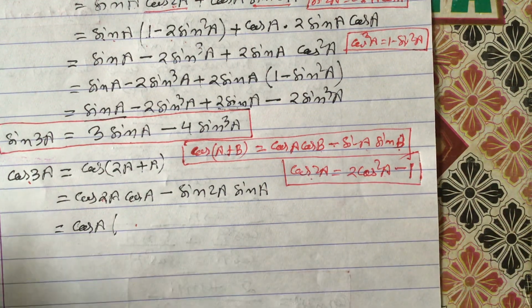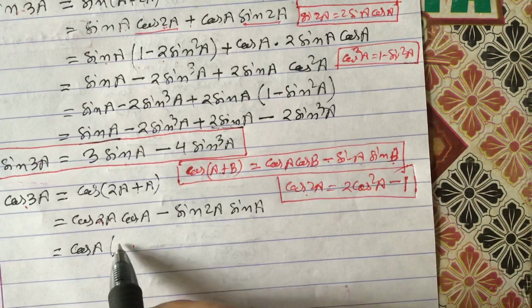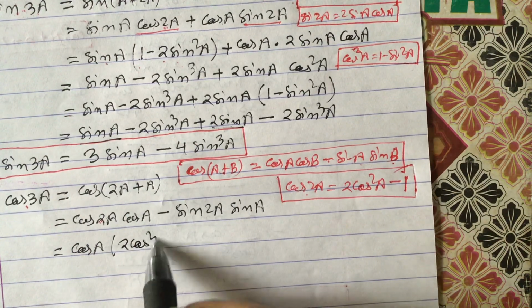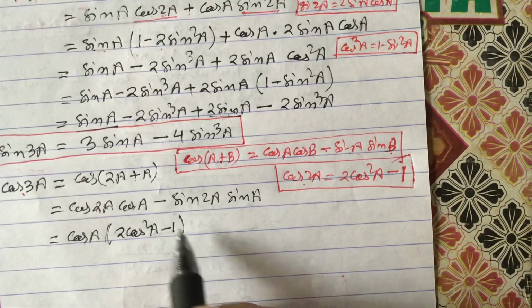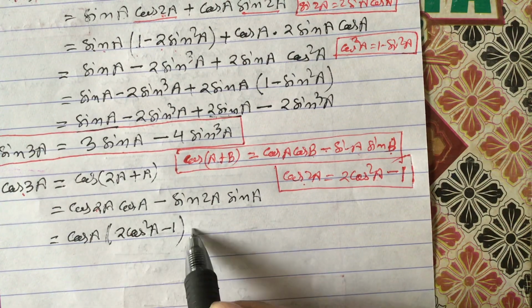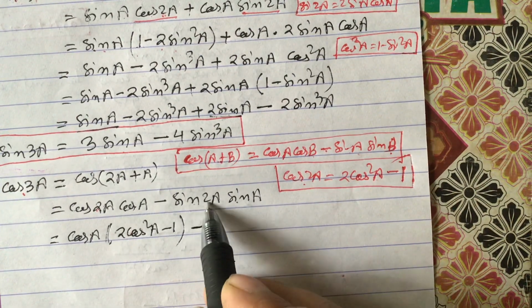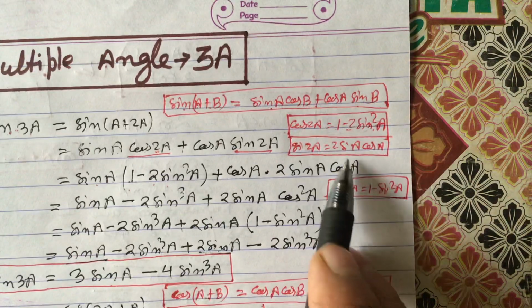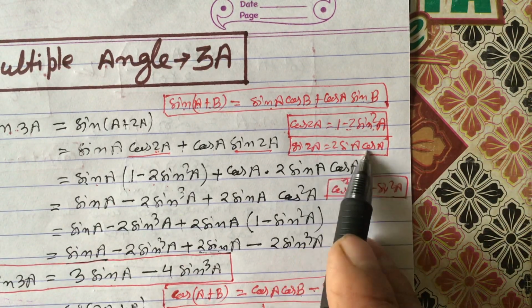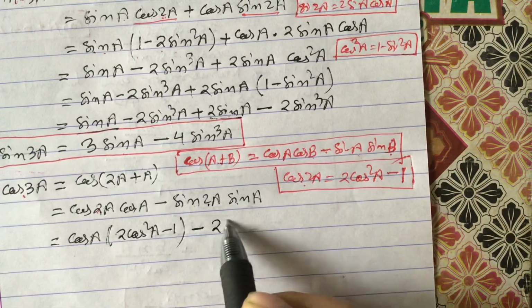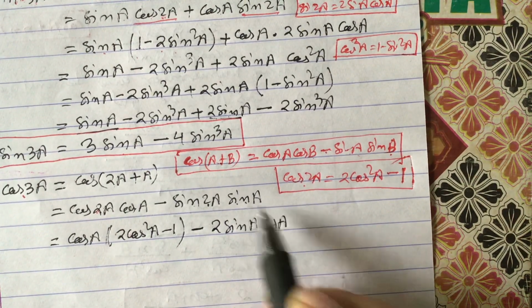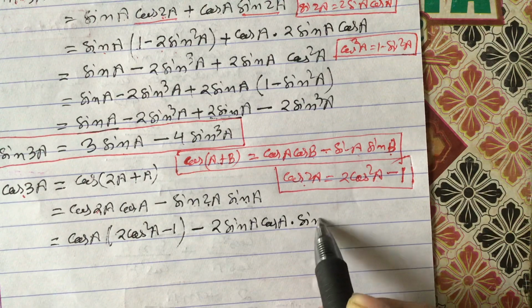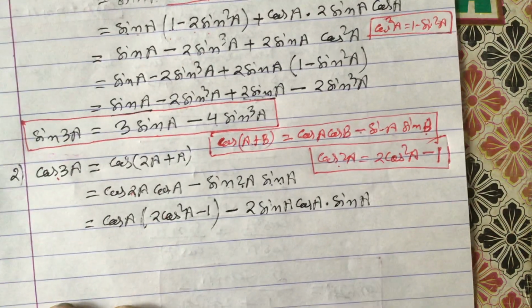So let us put the formula of cos 2A here: 2 cos square A minus 1 is the formula of cos 2A. And cos A as it is, already we have written. Minus, now the formula of sin 2A, the same formula: sin 2A is 2 sin A cos A. Same formula we can write, 2 sin A cos A. And then this sin A as it is we can write.